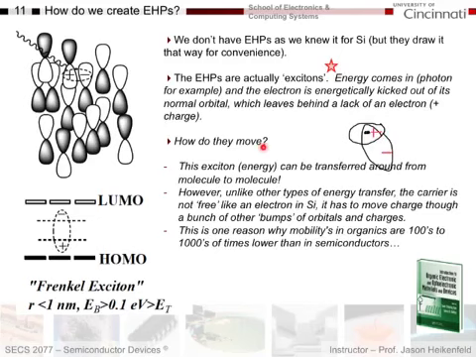How do you move these around? Well, this exciton energy can be transferred from molecule to molecule. However, unlike other types of energy transfer, the carrier is not free like it is in silicon. It has to move charge through a bunch of other bumps and orbitals and charges. Remember, molecules are messy, not like a perfect crystal. This is one reason why mobility in organics is hundreds to thousands of times slower than in inorganic semiconductors. So it's very difficult to move an exciton across an organic semiconductor device.